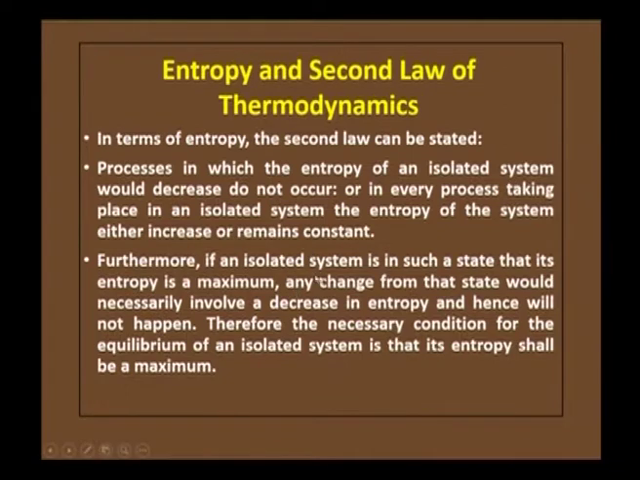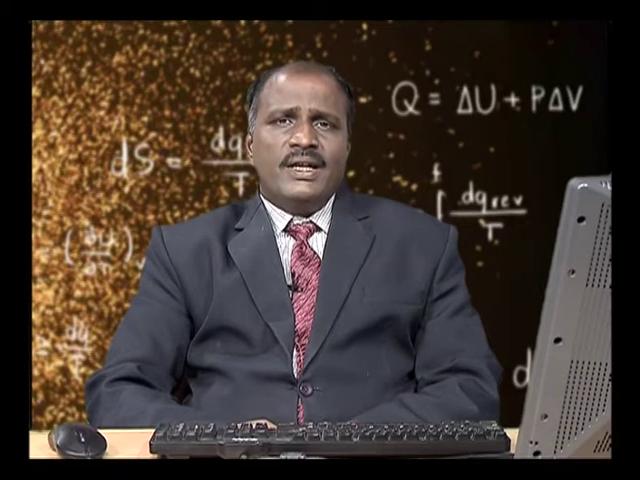Furthermore, if an isolated system is in such a state that its entropy is a maximum, any change from that state would involve a decrease in entropy and hence it will not happen. Therefore, the necessary condition for the equilibrium of an isolated system is that its entropy shall be maximum. Note carefully that the statements above apply to isolated systems only.